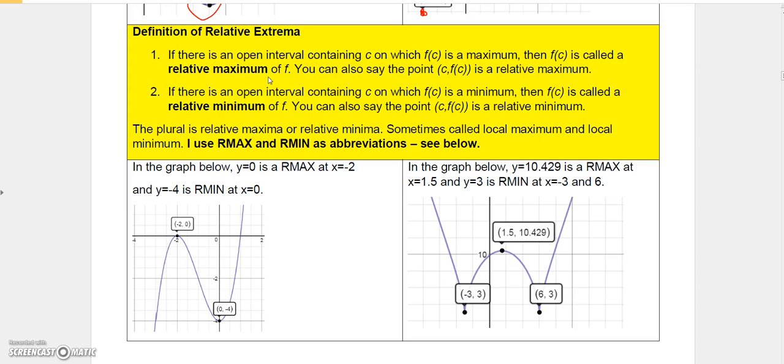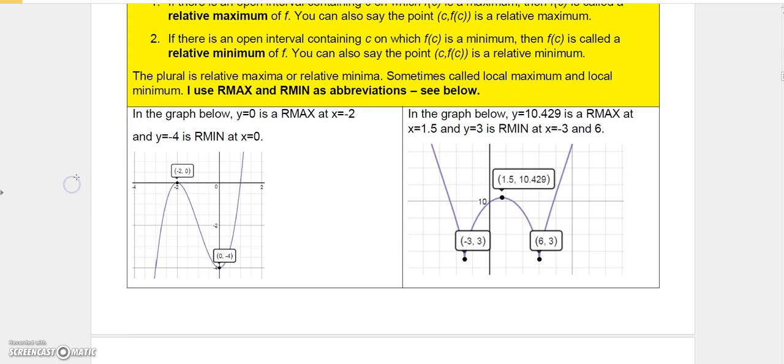Basically, that just means that as long as there is a neighborhood where f of c is the largest value, then f of c is called a relative maximum. And likewise, this one says as long as there is an interval where f of c is a minimum, then f of c is called a relative minimum.